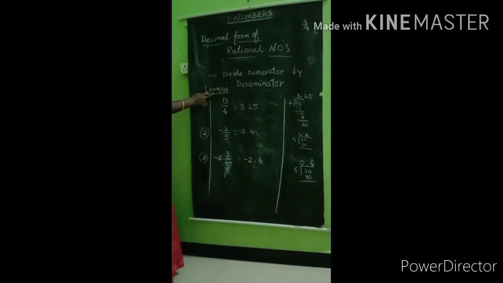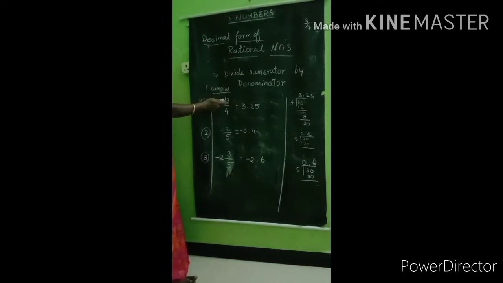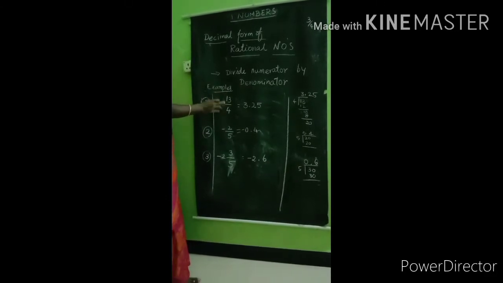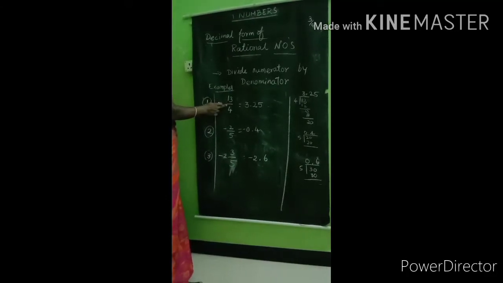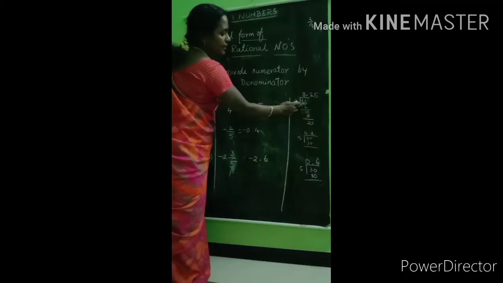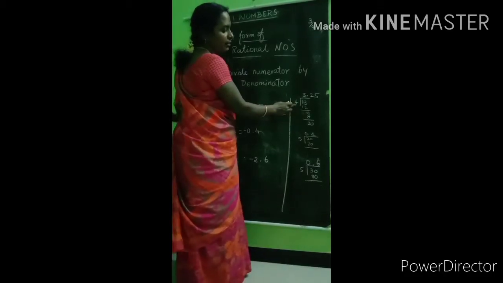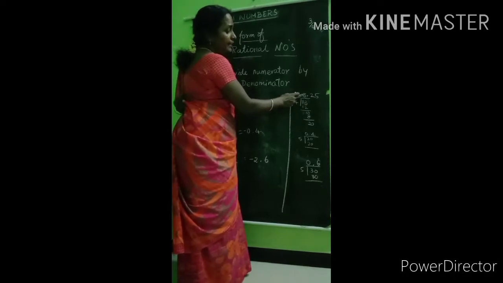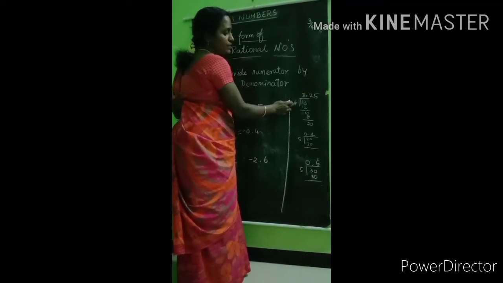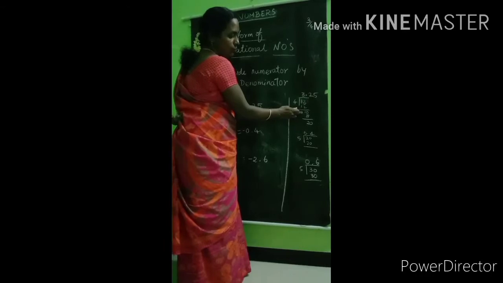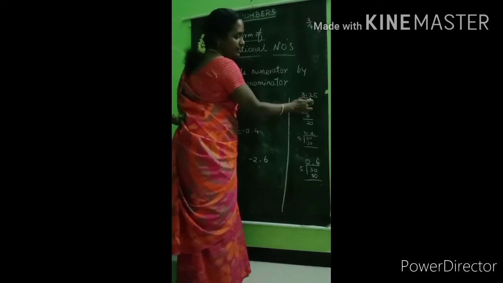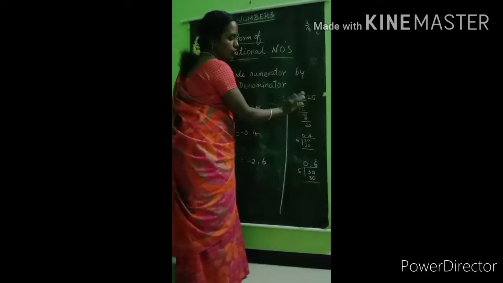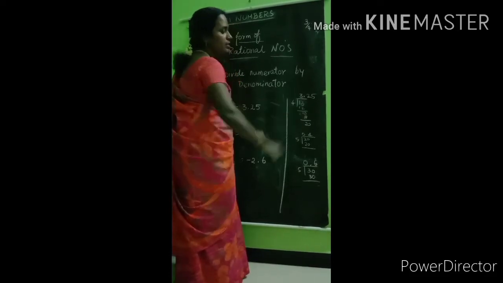Some examples. Here we take 13 by 4. Here the numerator is 13, the denominator is 4. So 13 divided by 4. How many times does 4 go into 13? 13 is 3 times 4. So 3 4s are 12. So the balance is 1. The next number is not there, so we add 0 and put the decimal point.